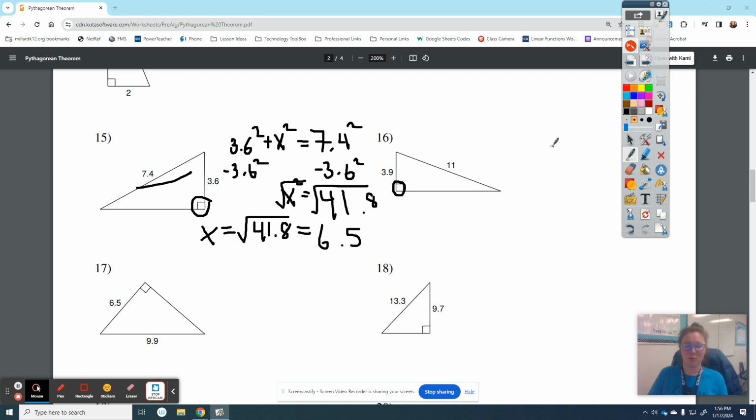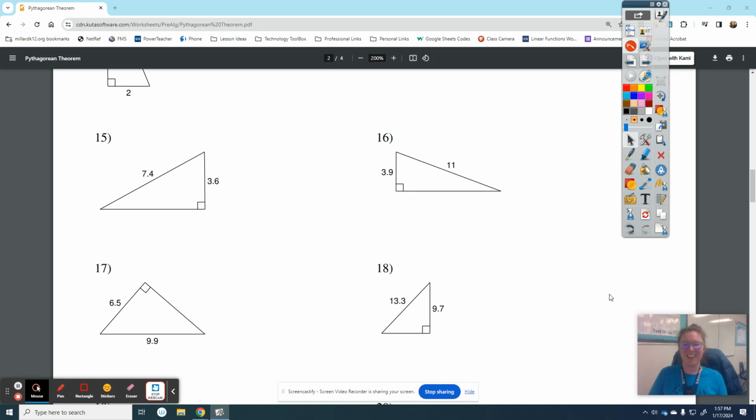Again, it does not show me both things next to the leg. So 3.9 squared plus, we don't know what because that's the other leg, equals 11 squared. Subtract 3.9 squared on both sides. So 11 squared minus 3.9 squared, x squared equals 105.79. And then we just have to take the square root of that. Square root of 105.79 is 10.3. So that is how you solve for a missing leg or hypotenuse using the Pythagorean theorem.